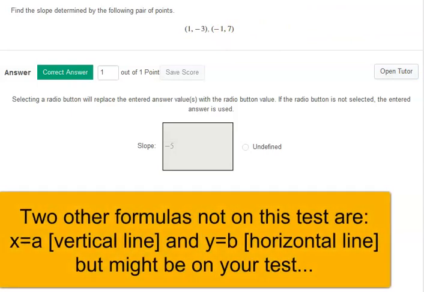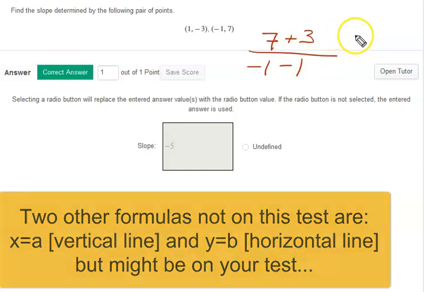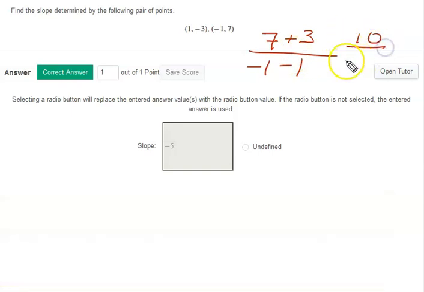So, working that out, we get a 7 minus a minus 3 is a positive 3, and then a negative 1, and then in the formula there's a negative, so another negative 1, adds up to 10 over negative 2, which equals a negative 5. And that person had it correct.